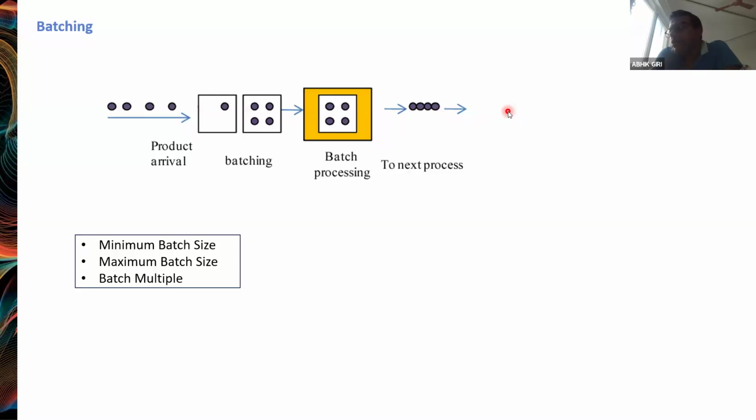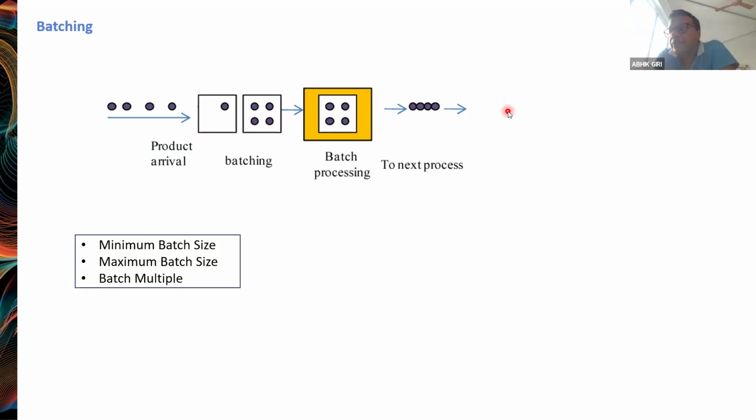Okay. Yeah, I could have a combination of both. So if my minimum batch size is 20 and batch multiple is 5, then my production can be either 0 or greater than or equal to 20. So it could be either 0 or 20, 25, 30, 35, and so on. And maximum batch size is the maximum size of a batch, so you cannot exceed that size.